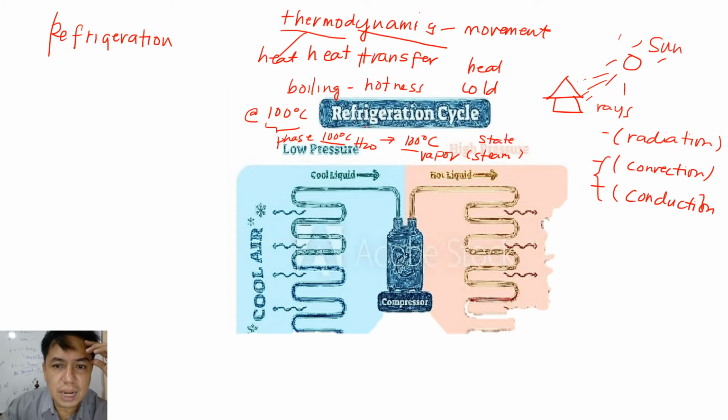What form? Before it was water, now it became steam or vapor. And what do we call that in engineering or thermodynamics? Latent heat, phase heat. So when there's no change in temperature, but there's a change in form, we call that latent heat. But what kind of latent heat?